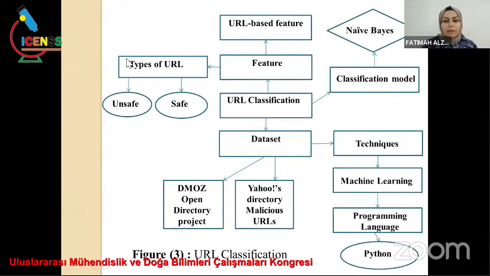This represents my work. We collected the data set from two sources, DMOZ, Open Directory Project, and Yahoo Directory Images, and URL classification by using NIF-based. The technique we use is machine learning and the Python program, and we classify the features into safe and unsafe.